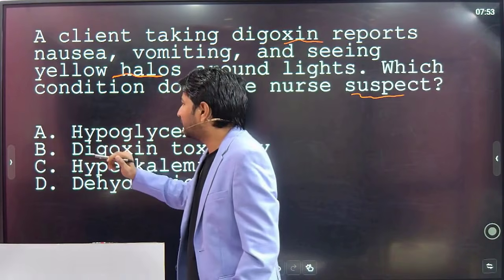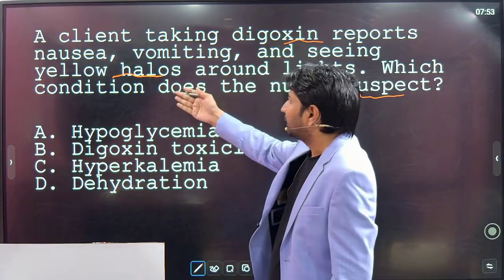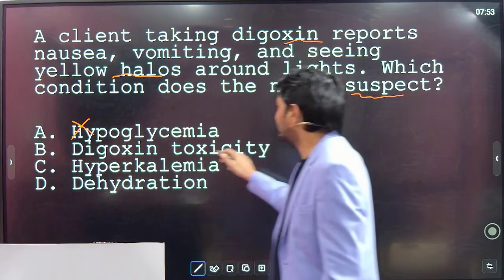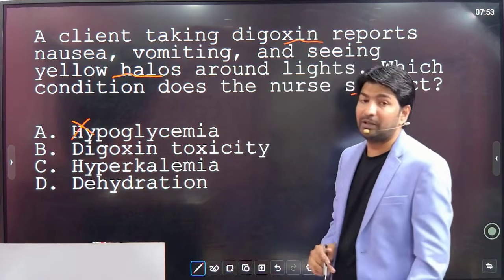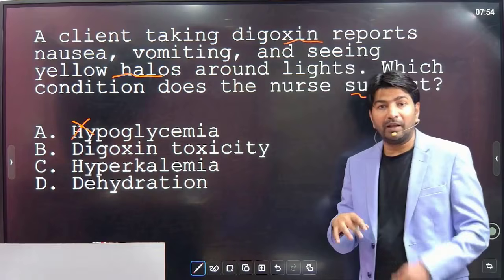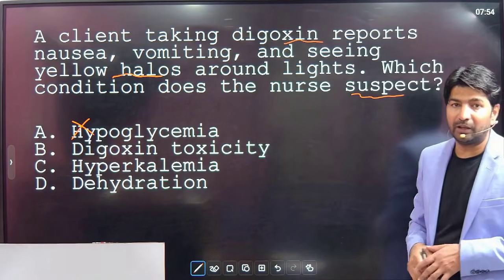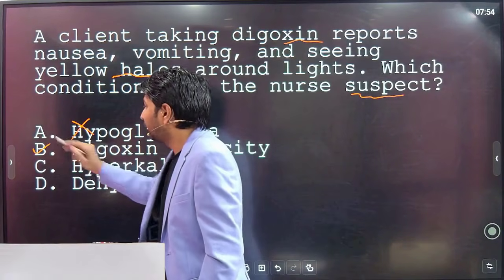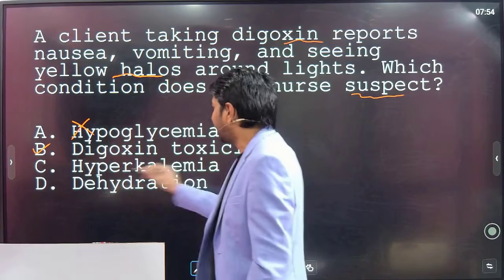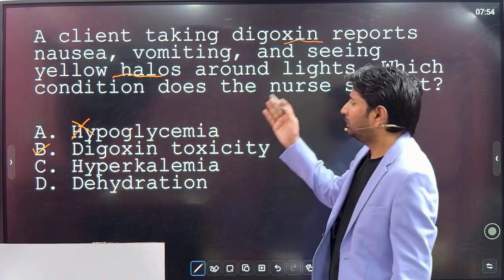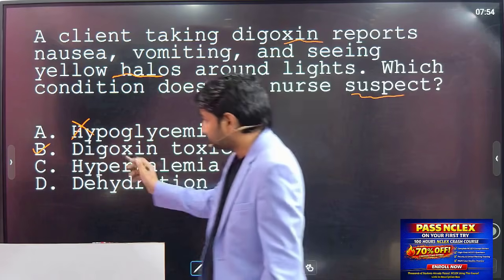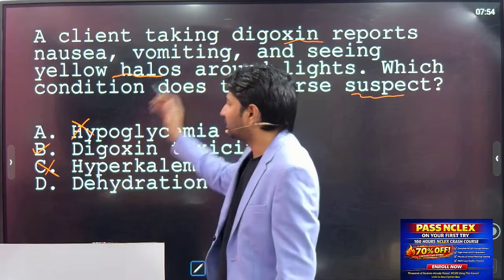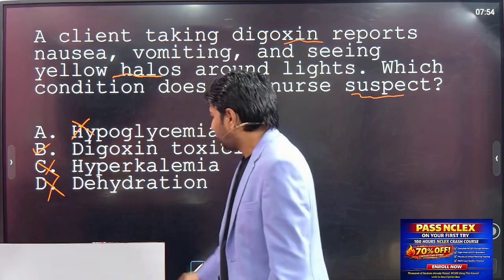Option A, hypoglycemia. Hypoglycemia won't cause yellow halos or nausea and vomiting, so this is incorrect. Second, digoxin toxicity. Yes, it's because of digoxin toxicity that yellow light or yellow circles, which we called yellow halos, appear around objects, along with nausea and vomiting. So this is the correct option. Then there's hyperkalemia. In hyperkalemia, these symptoms like yellow halos aren't seen, so this option is also incorrect. After that, dehydration. These symptoms won't occur in dehydration either, so this is also incorrect.